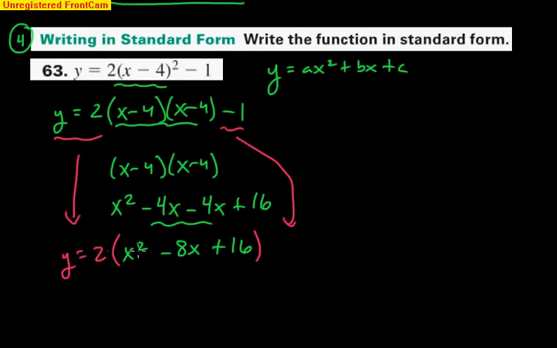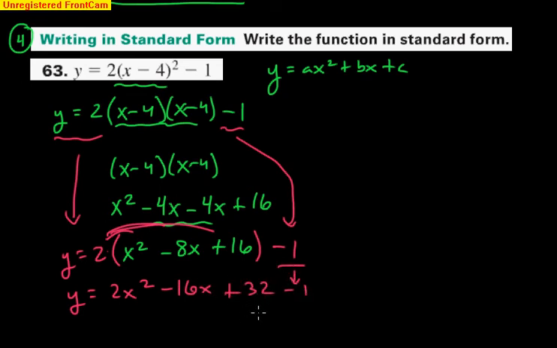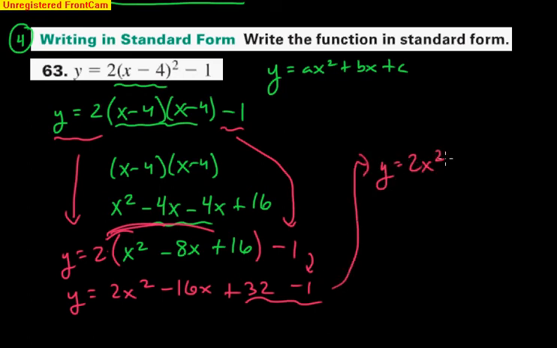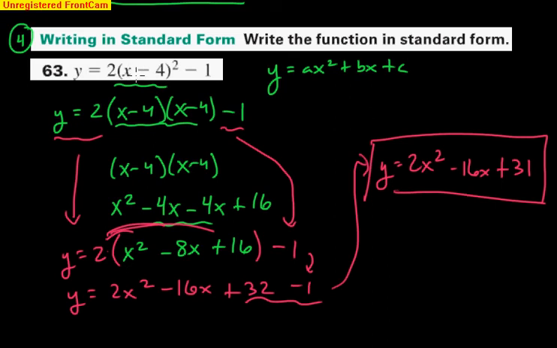So y equals 2 times, that's times, and then this is minus. And now we're going to distribute the 2. Y equals 2x squared minus 16x plus 32. This minus 1 just comes down. That's kind of confusing. Let's just put an arrow. And then we combine the 32 and the minus 1. And we get y equals 2x squared minus 16x. And 32 minus 1 is 31. And there is this equation in standard form.